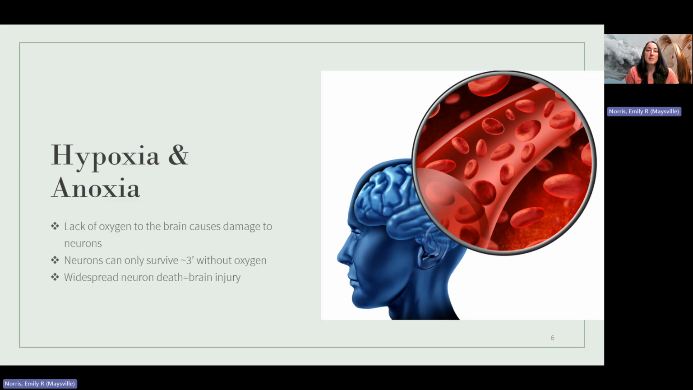a brain injury. Some of the examples of things that could cause a hypoxia or anoxia brain injury would be near drowning, heart attacks, or anything that compromises the blood flow to the brain, like increased intracranial pressure, or if the carotid artery becomes occluded and the blood isn't being pushed up to the brain.